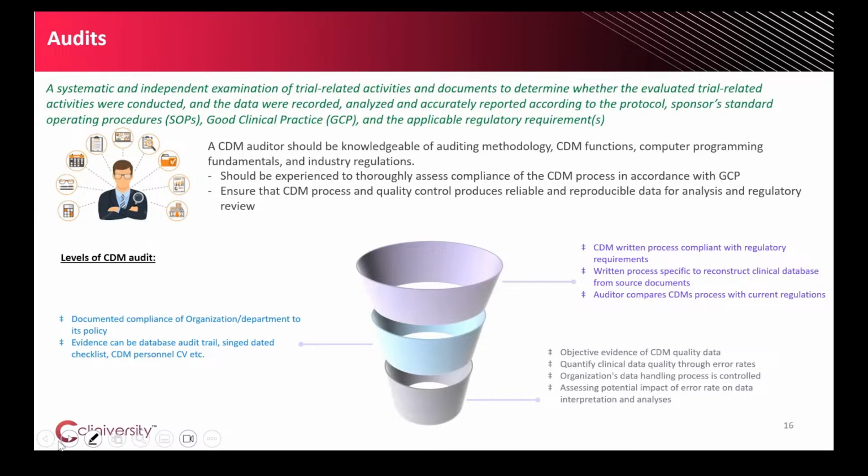Let us now understand audit, and why it is important in quality management for an organization. The word audit is defined by ICH E6 as a systematic and independent examination of the trial-related activities and documents to determine whether the evaluated trial-related activities were conducted and the data were recorded, analyzed, and reported accurately as per the protocol, sponsor SOPs, good clinical practices, and the applicable regulatory requirements. To summarize, it is talking about an examination of all the activities that have been performed on the clinical trials, and the site-related activities.